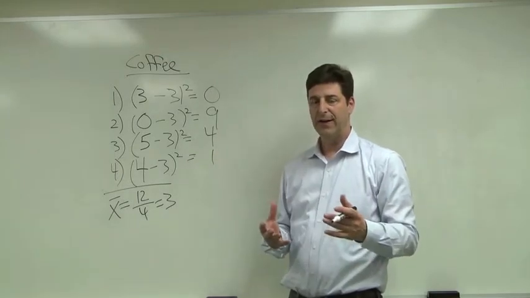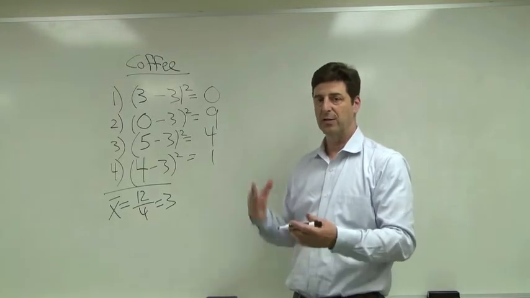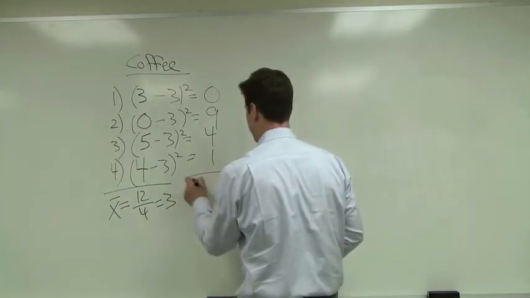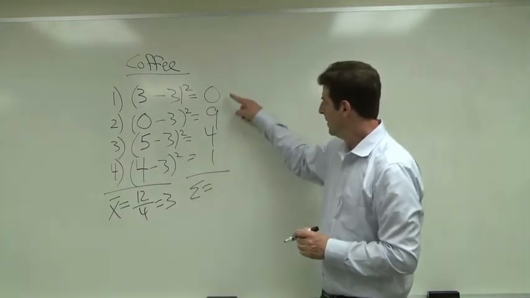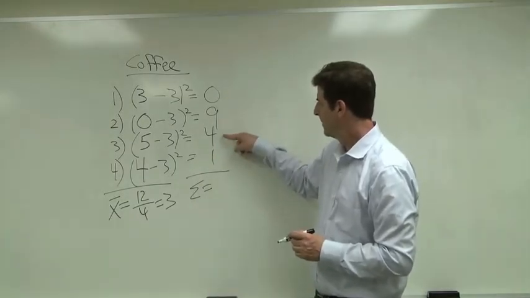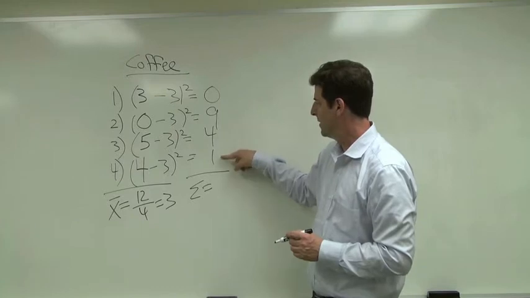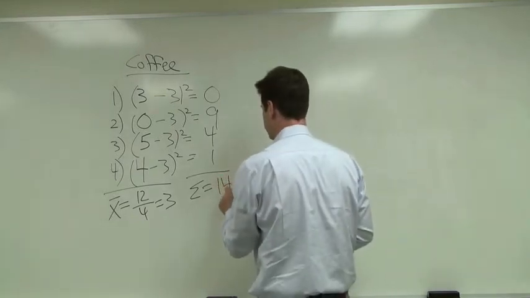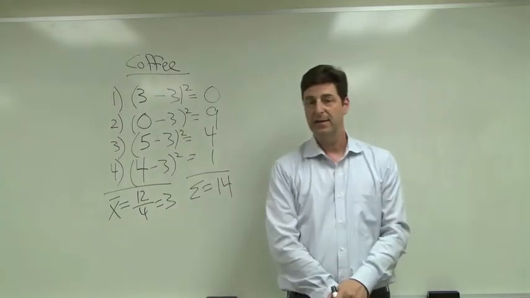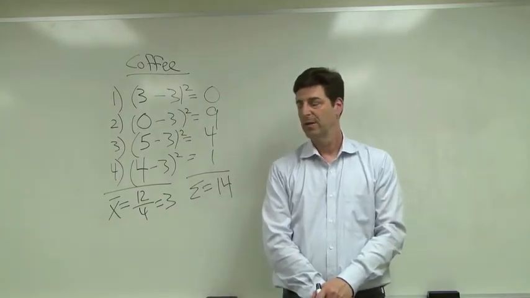And now I need to find the sum of the squared deviations, so I add those all up. Zero plus 9 plus 4 is 13, plus 1 is 14. And that is the sum of the squared deviations.